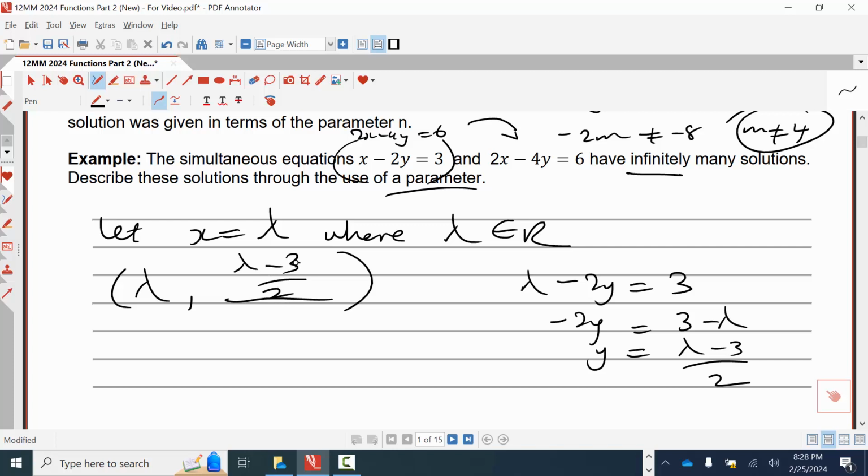And there's our infinitely many solutions. So I'll give you one possible solution. It's when lambda is equal to 3. So 3, comma, 3 take away 3 is 0. 0 divided by 2 is 0. So that's one possible solution in amongst the infinitely many solutions to this particular problem.